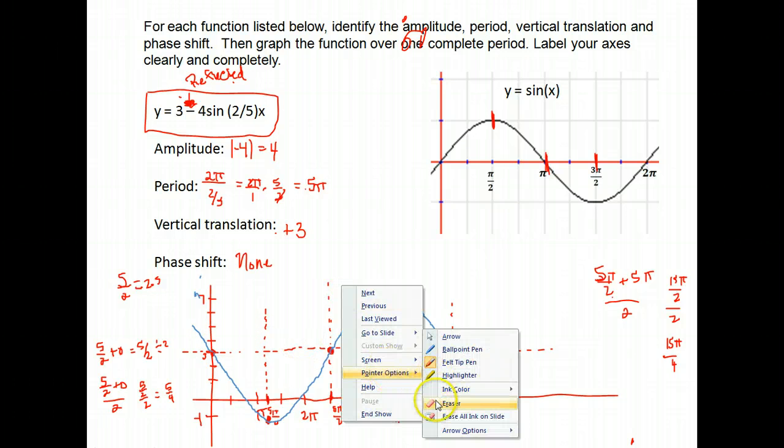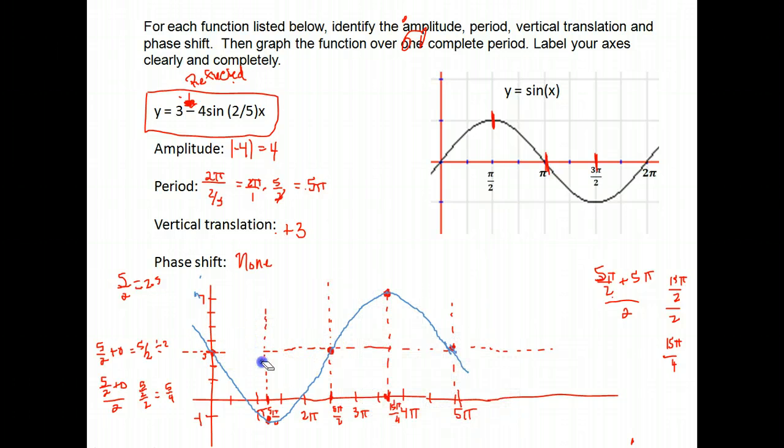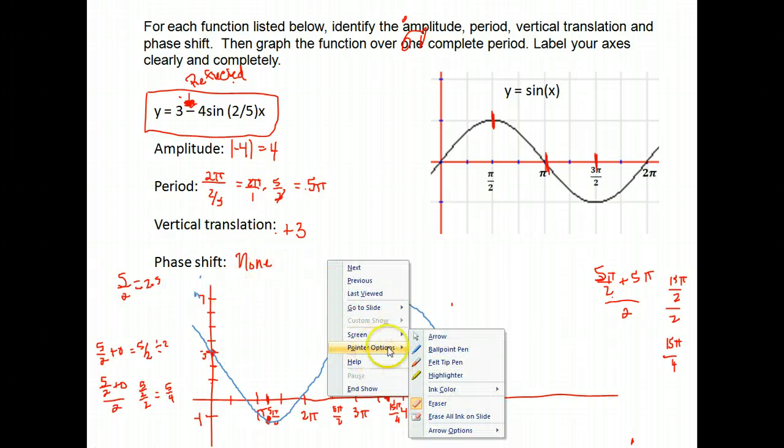And now I'm going to come through and take out all these guidelines that I used to make sure that I had everything in the right spot. And then I would probably spruce up my axes down there because it's kind of looking pretty ugly. Take all the midline out, because this is not actually part of my graph. It's just kind of a scaffolding that I used to make sure it was all written out correctly.